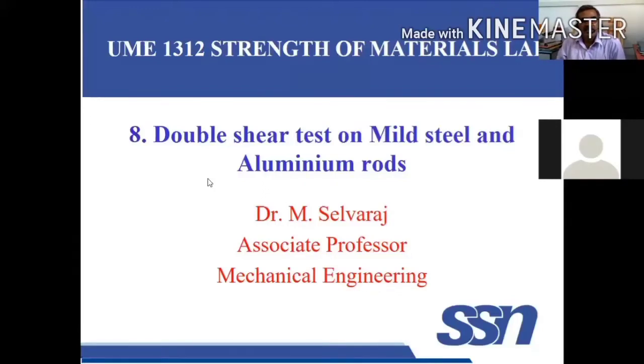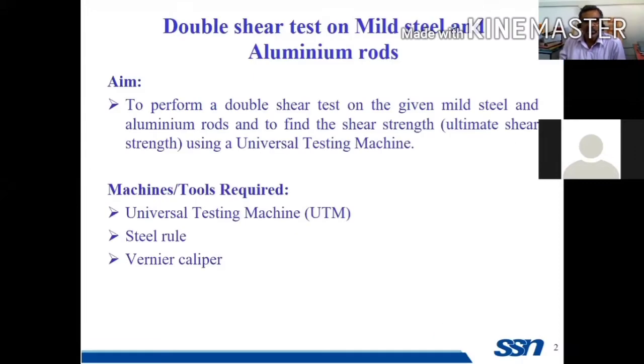So this is a double shear test on mild steel and aluminum rod. What is the objective of this experiment? To perform a double shear test on the given mild steel and aluminum rod, and to find the shear strength using the UTM machine. Shear strength, that is the objective.